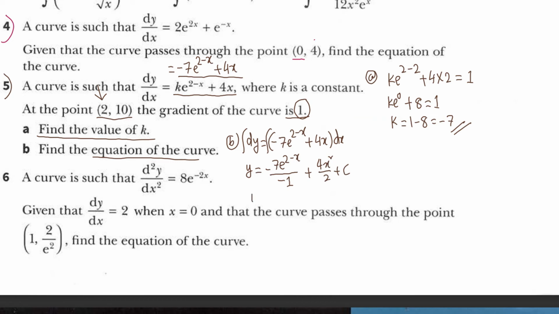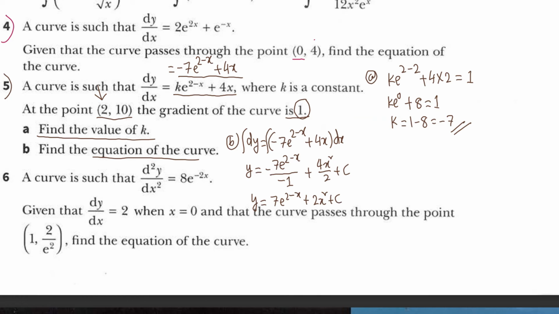Now we can simplify it. y equals minus minus, which gives the positive sign, so 7e to the power 2 minus x, and the next expression is 2x square plus c. It's time to find out the constant c.